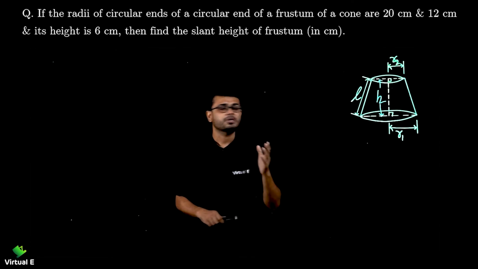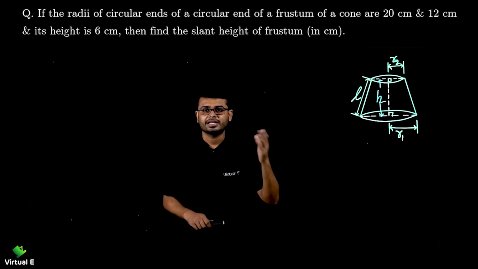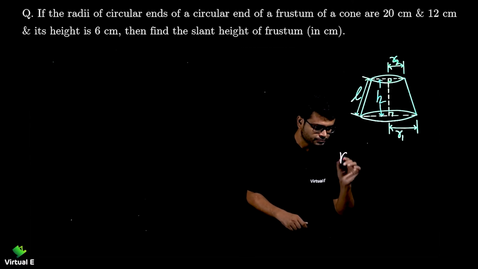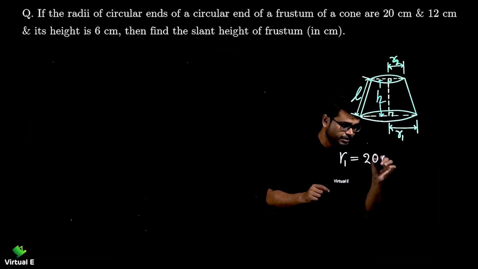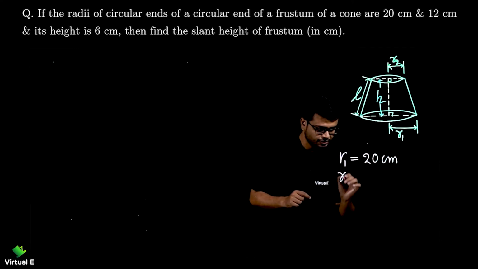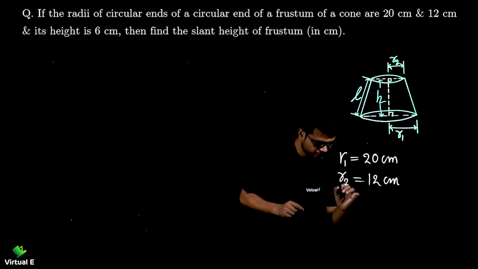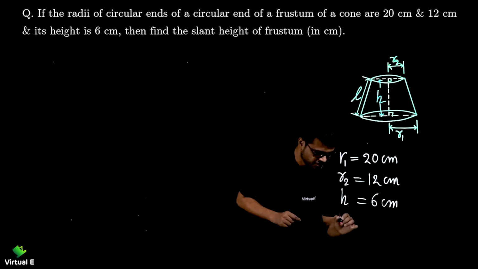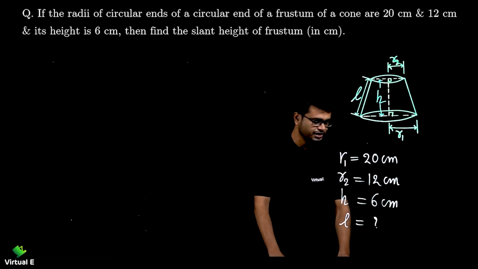This kind of question is possible for 1 mark, right? You apply the formula, substitute the values and get the answer. So let's start. R1 is given, let's take the bigger one, 20 centimeter. R2 is 12 centimeter. And the height is given as 6 centimeter. What is the missing quantity? That is L, the slant height. So let's start for the slant height.